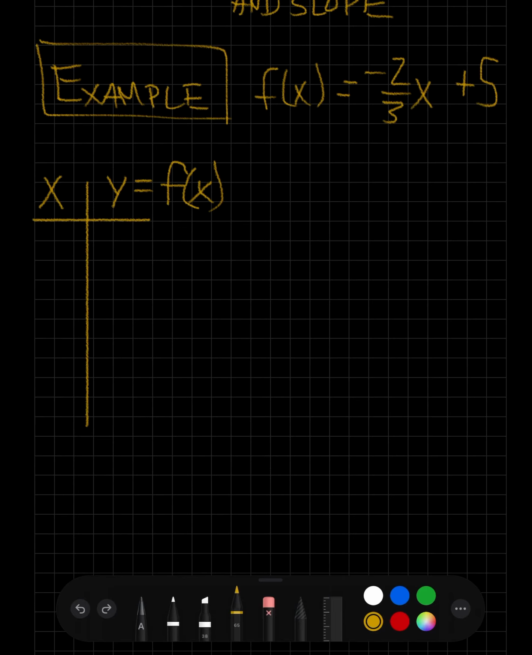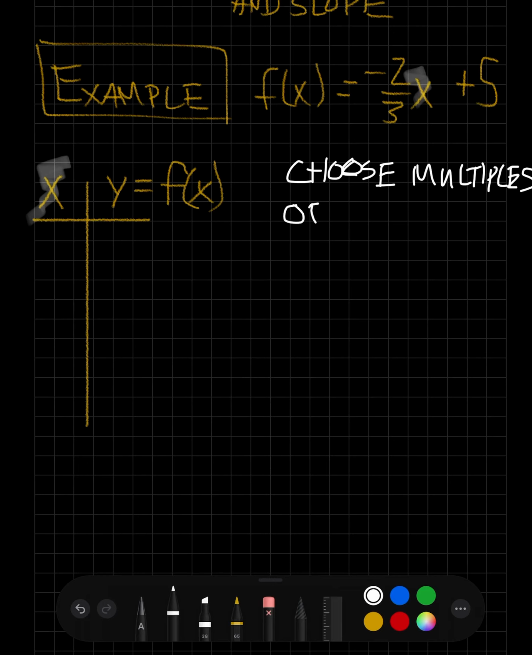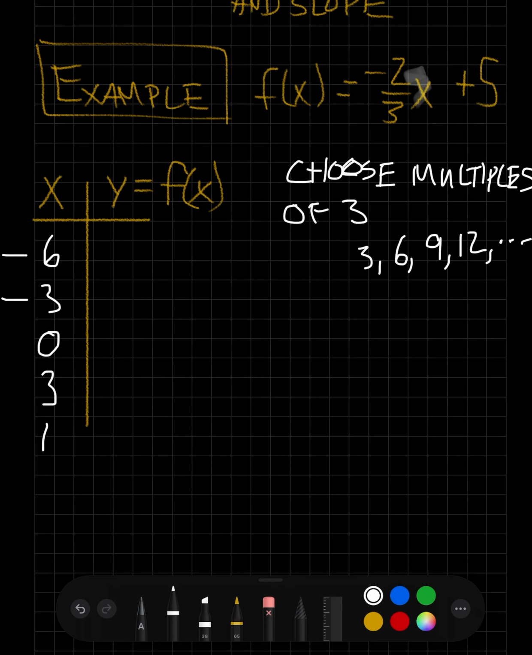When I choose input values, when I choose values of x to input here, I'm going to choose multiples of 3 here. Multiples of 3 are numbers like 3, 6, 9, 12, and so on. And I'm also going to choose positive and negative values because that'll give me a more complete picture of the line. So for my x values, I'm going to choose negative 6, negative 3, 0, 3, and 6.